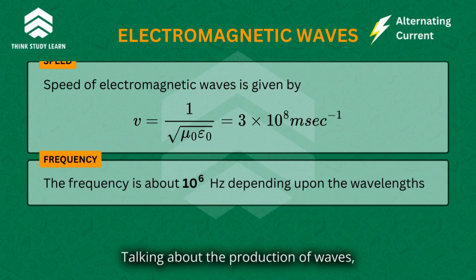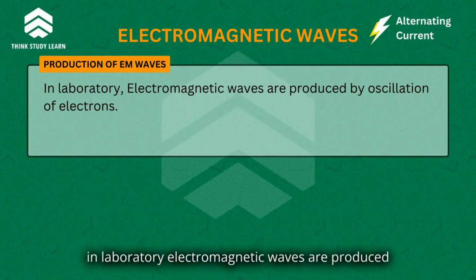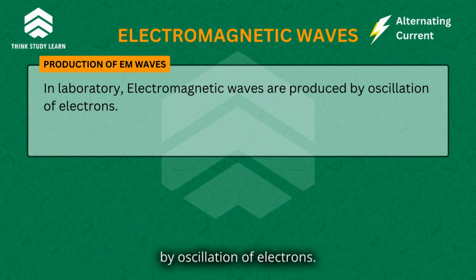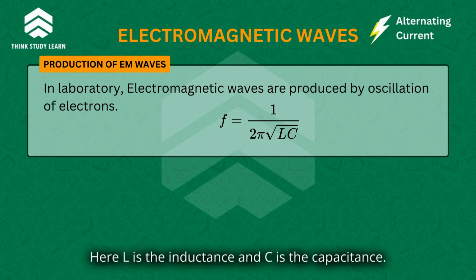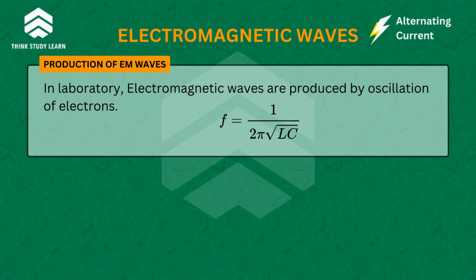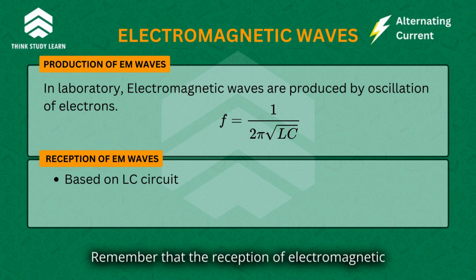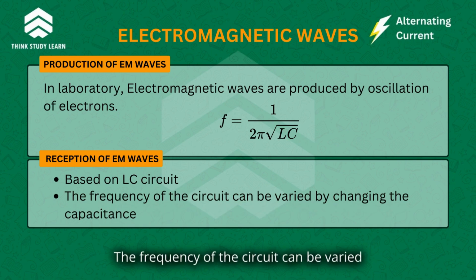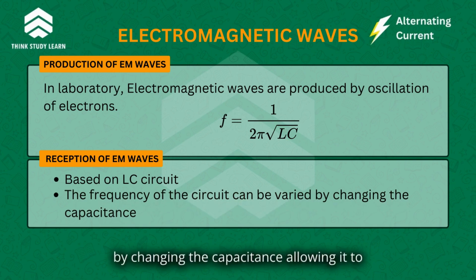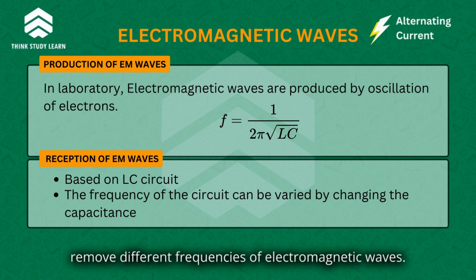Talking about the production of waves, in laboratory, electromagnetic waves are produced by oscillation of electrons. Its frequency is given by this formula. Here L is the inductance and C is the capacitance. Remember that the reception of electromagnetic waves is based on an LC circuit. The frequency of the circuit can be varied by changing the capacitance, allowing it to receive different frequencies of electromagnetic waves.